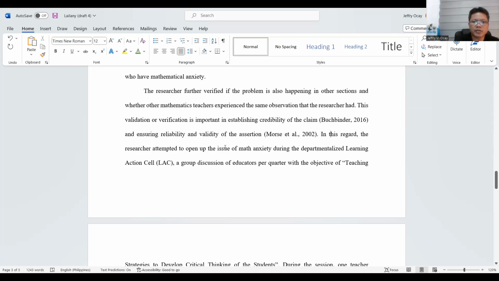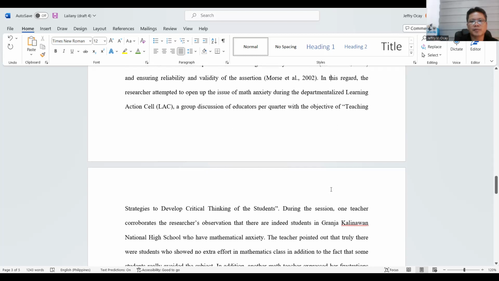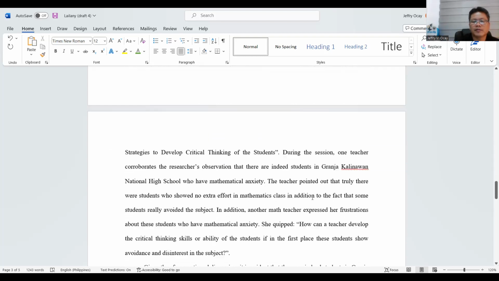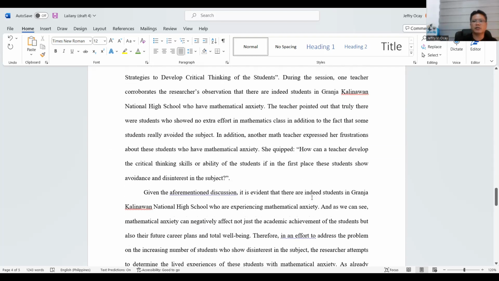In this regard, the researcher attempted to open up this issue of math anxiety during the departmentalized learning action cell, or LAC, a group discussion of educators per quarter with the objective of teaching strategy to develop critical thinking of the students. During the session, one teacher corroborates the researcher's observation that there are indeed students in Grand Kalinawa National High School who have mathematical anxiety.